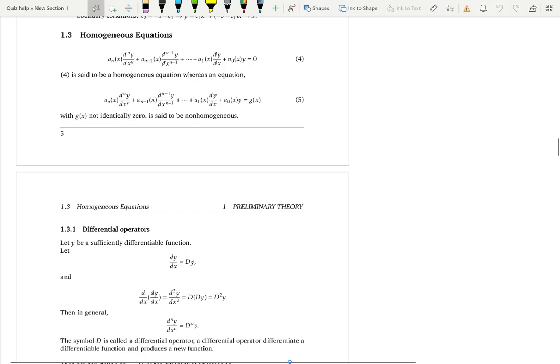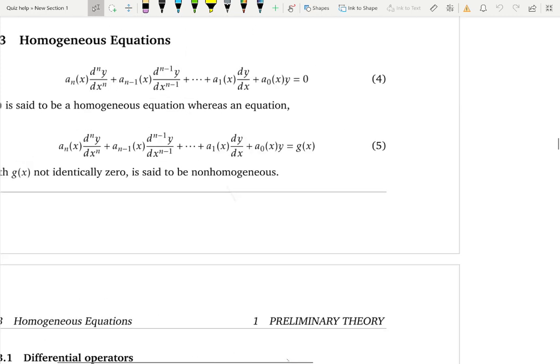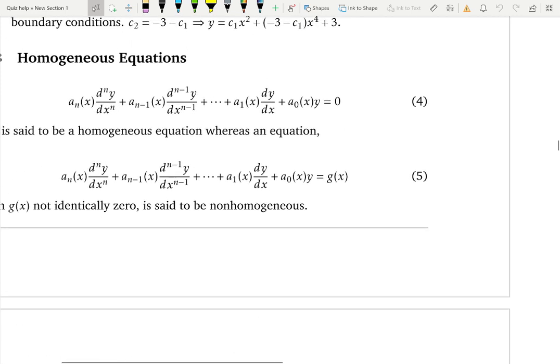So we are going to learn about how to solve homogeneous linear higher order differential equations in chapter 4. But we have to lay a foundation, so we are going to lay it here. Before that, we have to recall what homogeneous means.